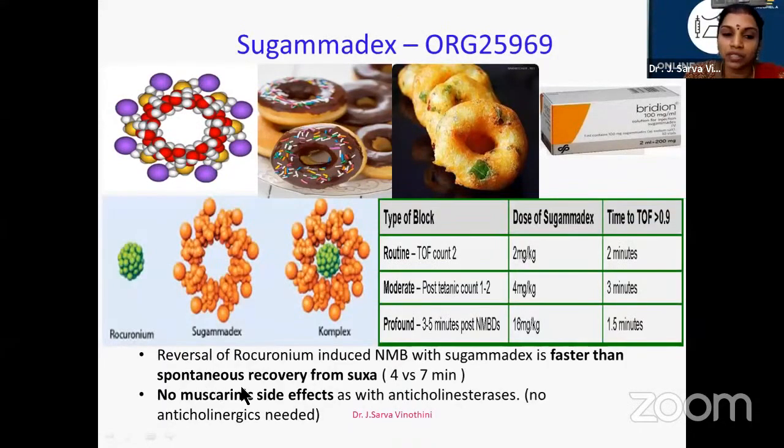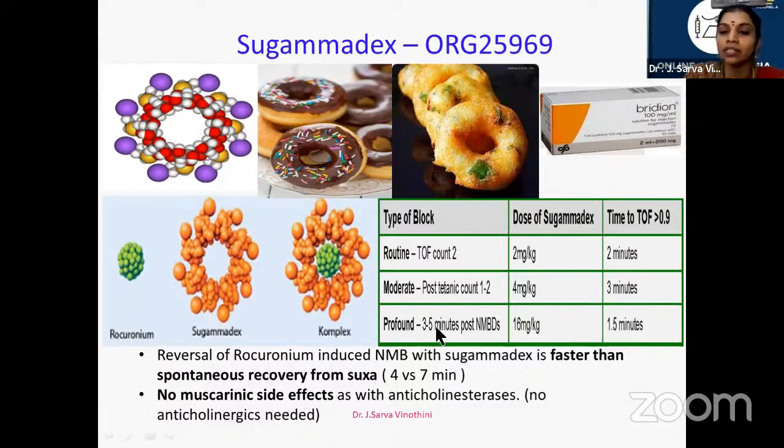And the advantage of this is that the reversal of rocuronium-induced neuromuscular blockade with Sugammadex is almost equal to scolin. In fact, it is faster than scolin. So even if you have profound neuromuscular blockade with rocuronium, when we administer 16 milligram per kg of Sugammadex, the reversal occurs in 1.5 minutes, even faster than with scolin. So that is the main advantage of Sugammadex.